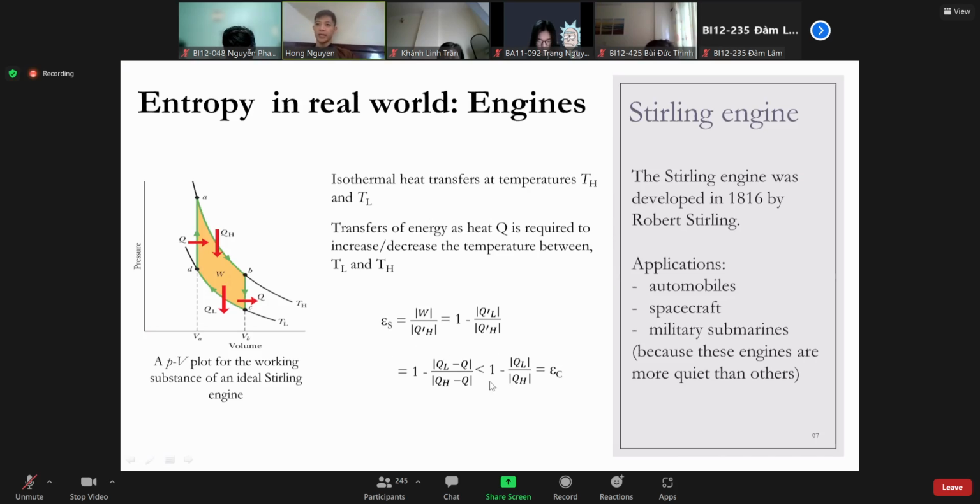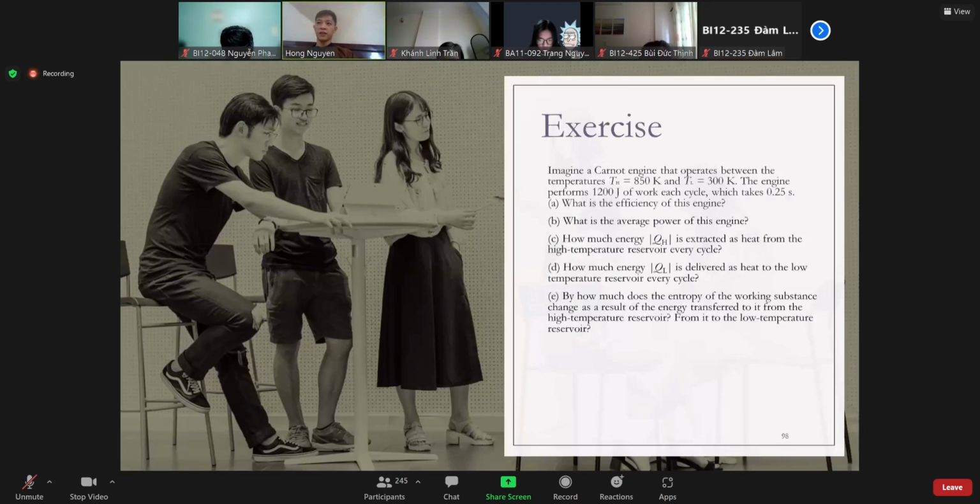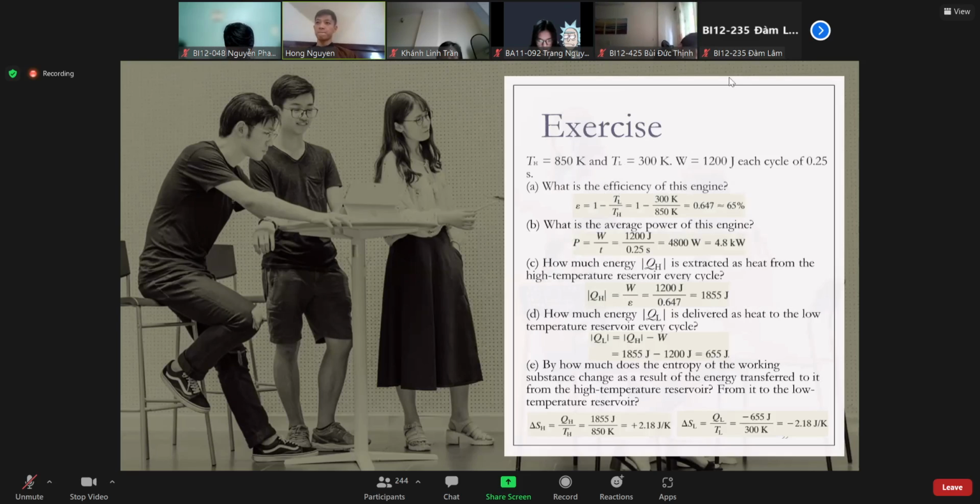And when we compare with the Carnot efficiency, we see that the efficiency of the Stirling engine is also smaller than the Carnot engine. Here I have an exercise, so for us to understand the Carnot engine better, I will move on, okay?